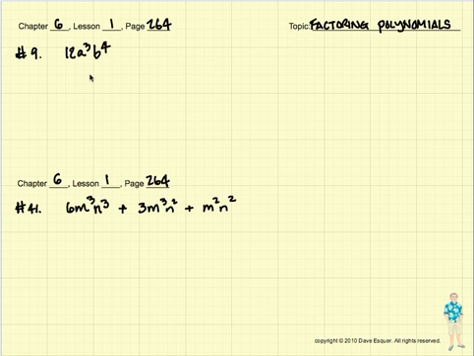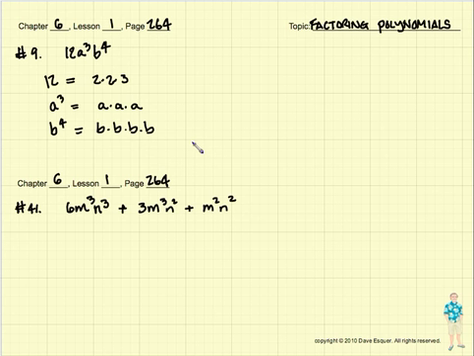Let's try number 9 first. It says 12a cubed b to the fourth, and we're going to have to find three factorizations for each of these monomials. So let's start with the 12 and the a cubed and the b to the fourth. I think 12 we can make as 2 times 2 times 3. A cubed is just a times a times a. And b to the fourth is b times b times b times b.